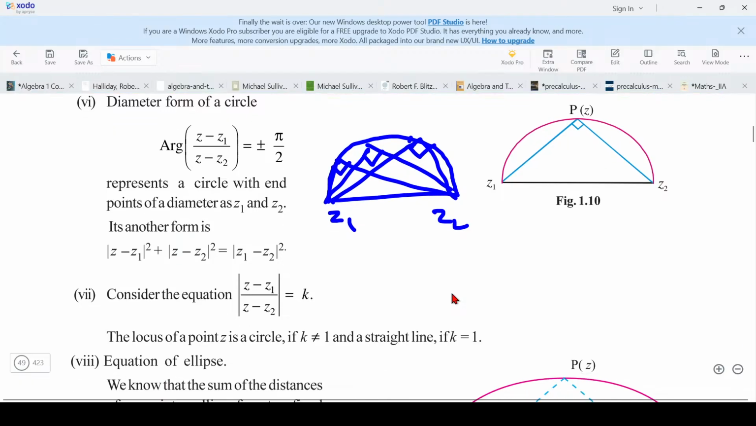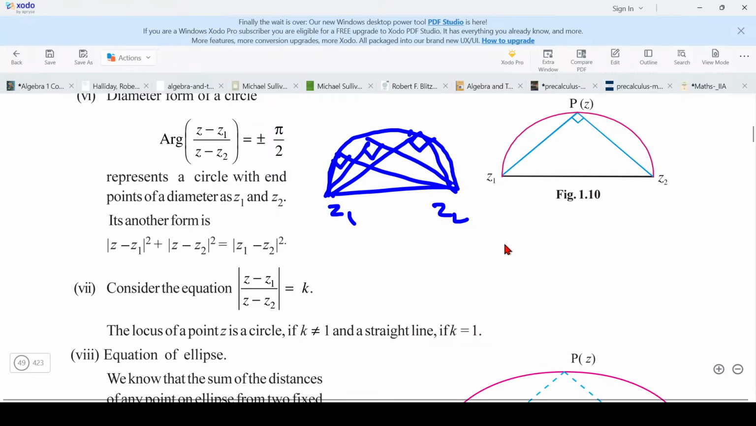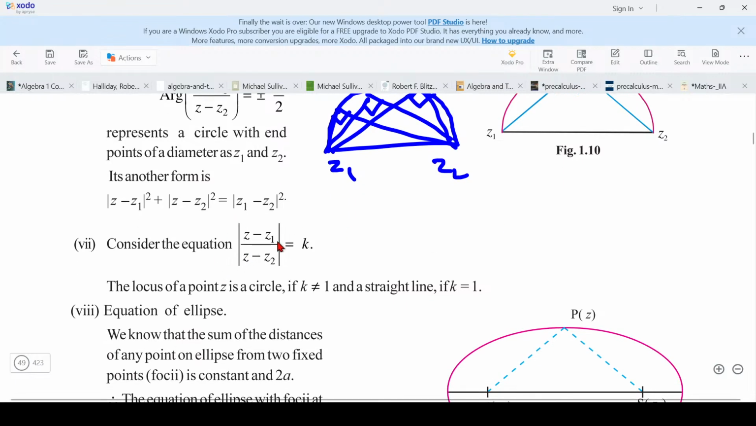Clear, sir. Okay. Or otherwise, he's saying it in another way: mod of Z minus Z1. What does that mean? That is the distance of this one, right? And mod of Z minus Z2 is the distance of this one. This square plus this square is actually equal to mod of Z1 minus Z2 squared, which is this distance squared. So, obviously, by Pythagoras theorem, he's saying this is again a right angle triangle. Right, again, this is a semicircle. Understood?